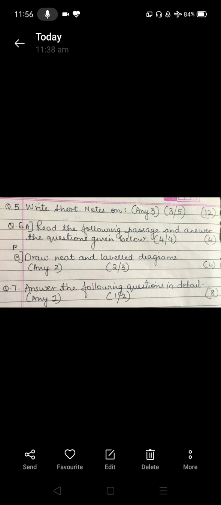Question 7, again in detail. You can answer it point wise. It should be 8 points, which makes sense, or more than that. Depending on the answer, the quality of answer, marks will be allotted.